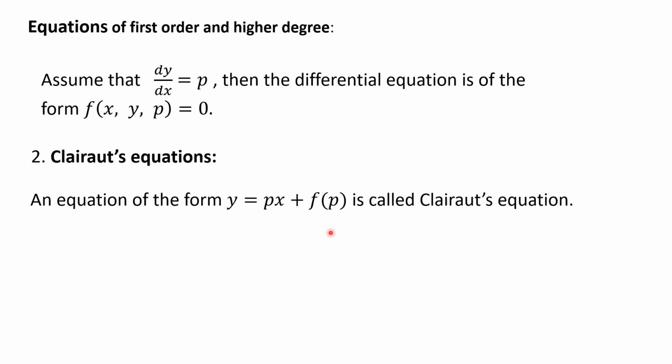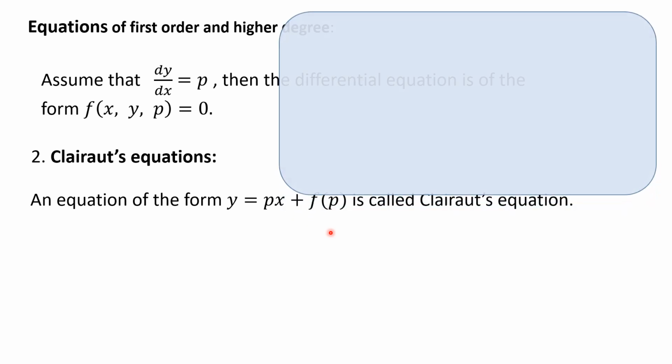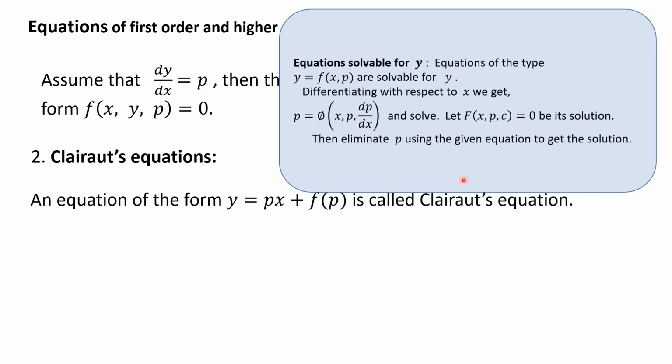In the last session we have taken equation soluble for p and the method to solve it. Now we have also equation soluble for y and equation soluble for x. Suppose it is an equation soluble for y, that means equations of the type y equal to a function of x and p only. Suppose y can be explicitly written as a function of x and p, then it is called soluble for y. Similarly, if x can be written as a function of y and p, then it is called soluble for x.